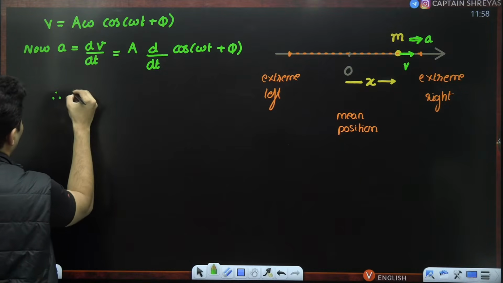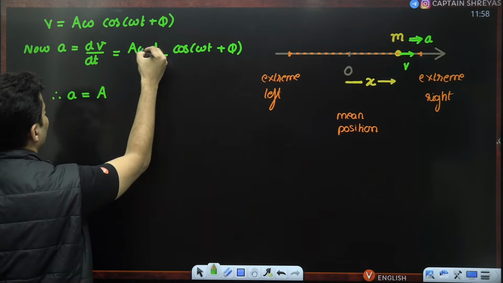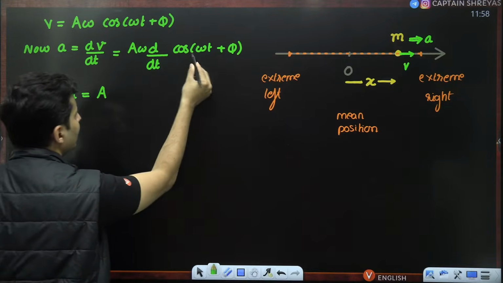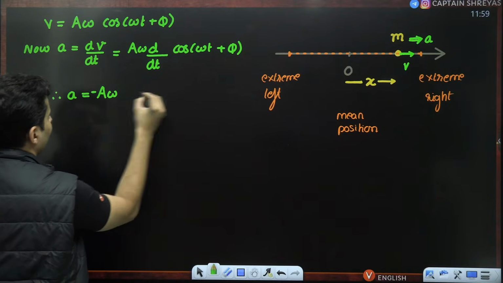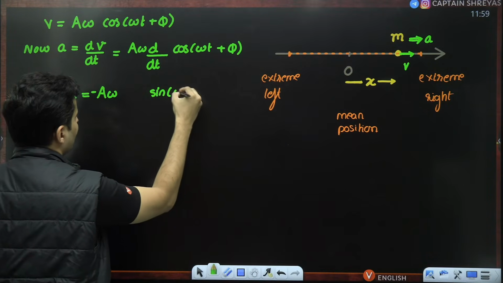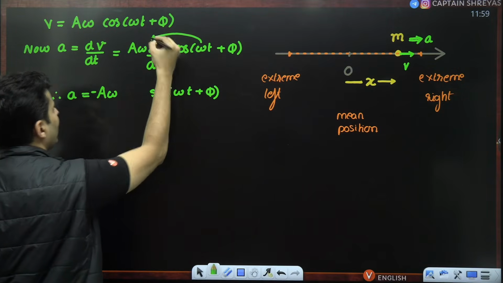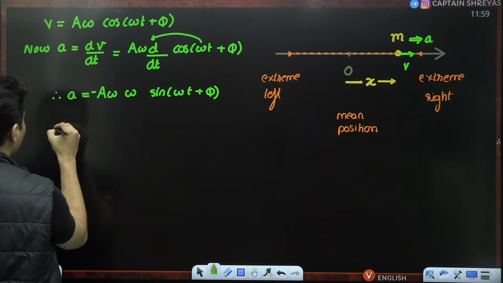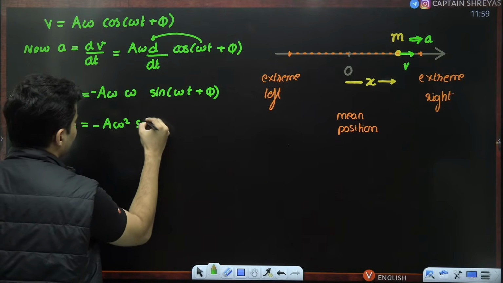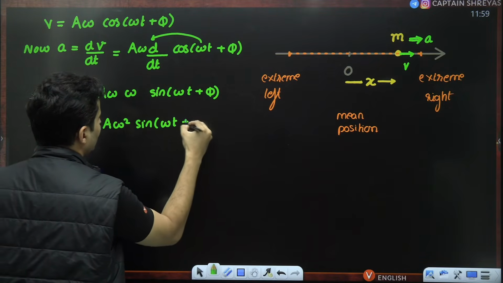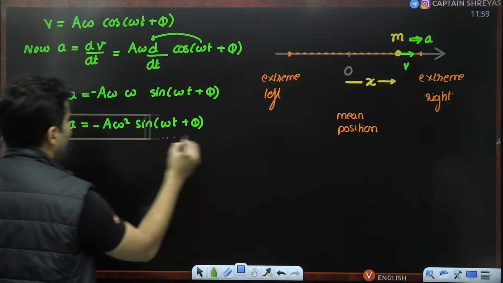Okay, let's see what the acceleration will come out to be. A is as it is, and omega will also come outside. The derivative of cos is a negative term, negative sine of omega t plus phi. Do not forget that even that omega will come outside, so again one omega will come. So it will become minus a omega square sine of omega t plus phi. So this is the answer for your acceleration.